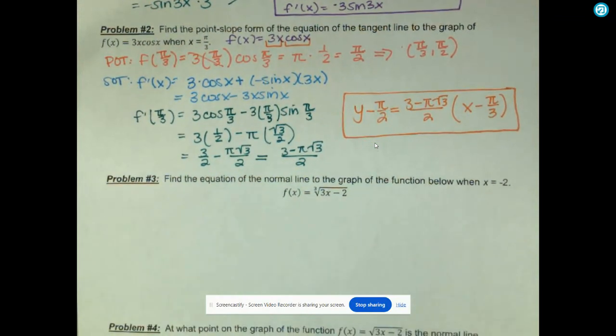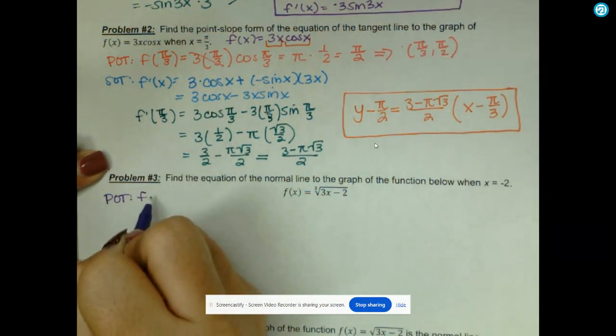All right, problem number 3. They want to find the equation of the normal line to the graph of the function below when x equals -2. Okay, so again, to find the equation of the normal line, we've got to have the POT and the SOT so we can find the tangent line. All right, so start with our POT.